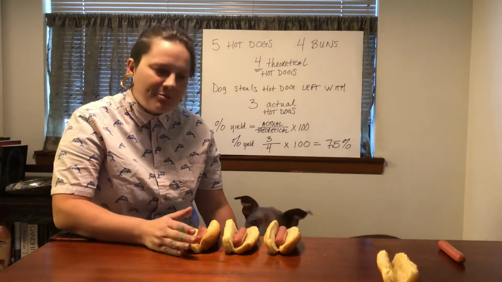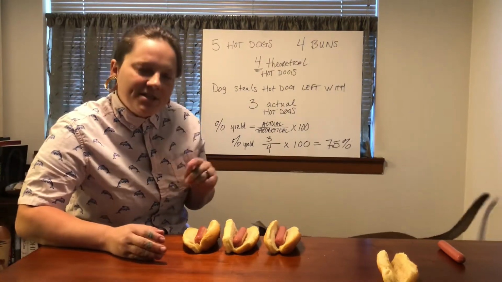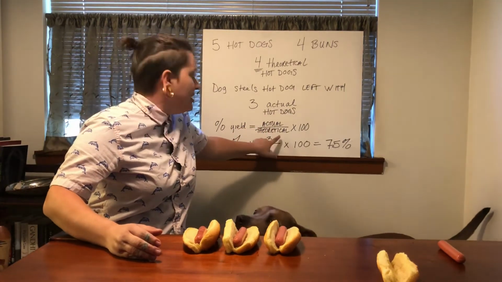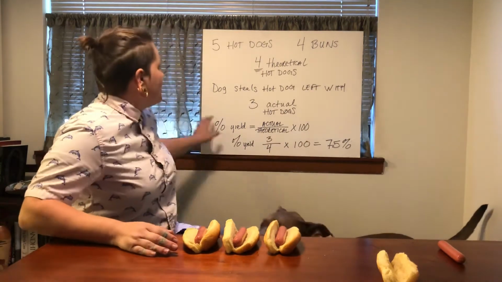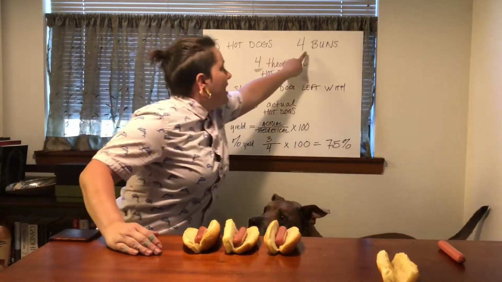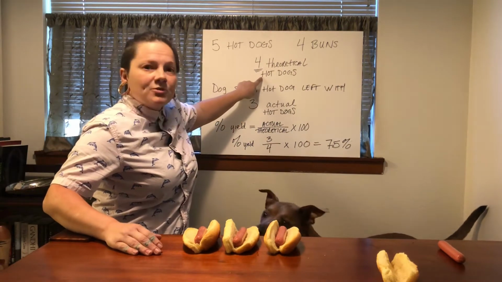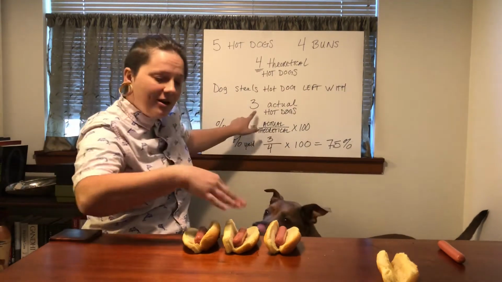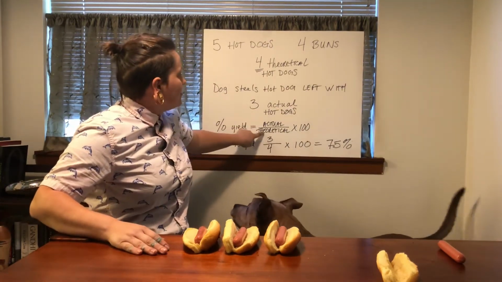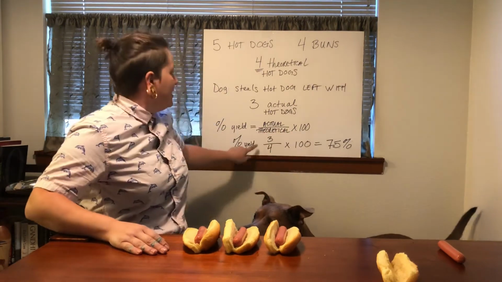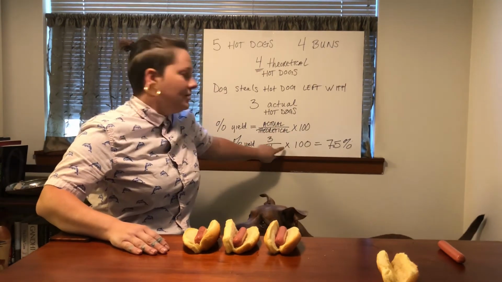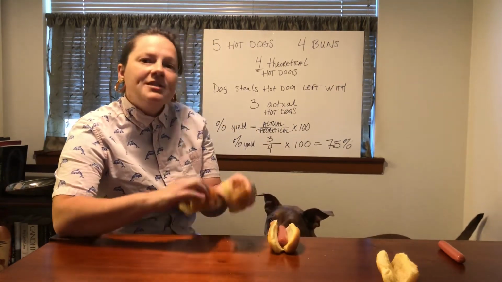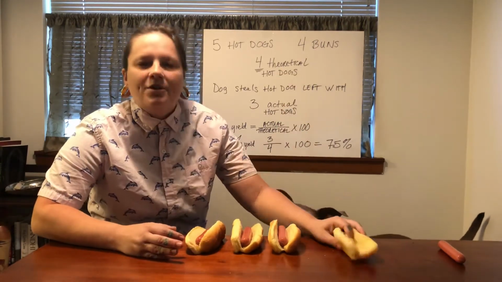So then we'll move on to the percent yield. And the percent yield is very easy to figure out. Percent yield is the actual yield divided by the theoretical yield times 100. So if I had 5 hot dogs and 4 buns, my theoretical yield was 4 hot dogs. My dog steals a hot dog, I'm left with 3 hot dogs. My percent yield is the actual divided by the theoretical times 100. So that gives me 3 divided by 4 times 100 equals 75%. So my percent yield is actually 75% because I am missing that 4th hot dog.